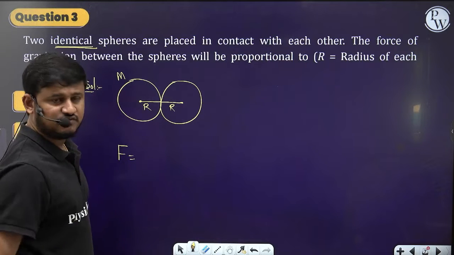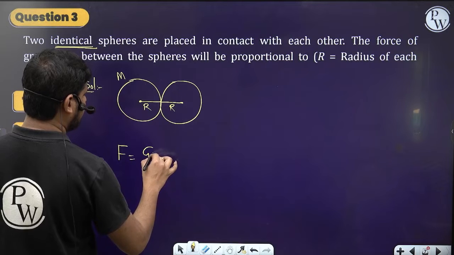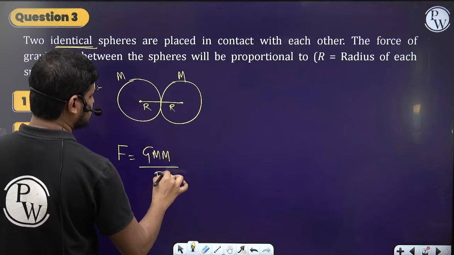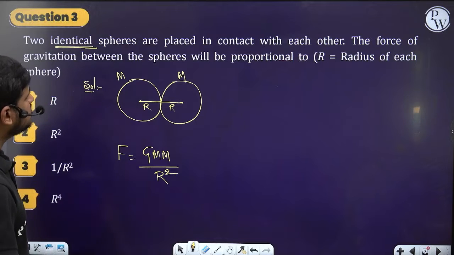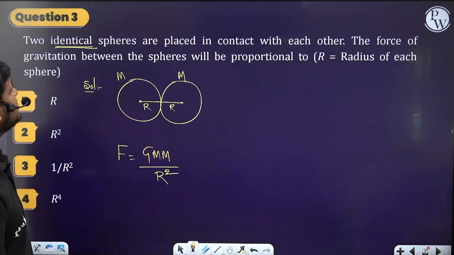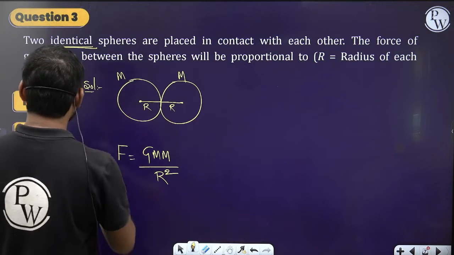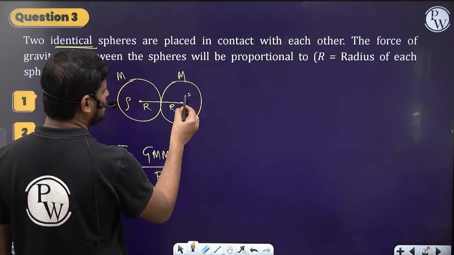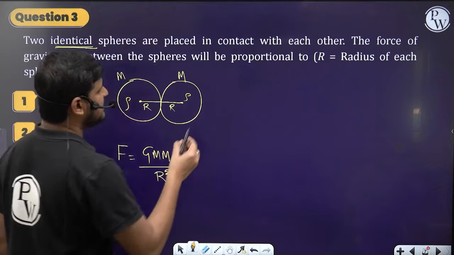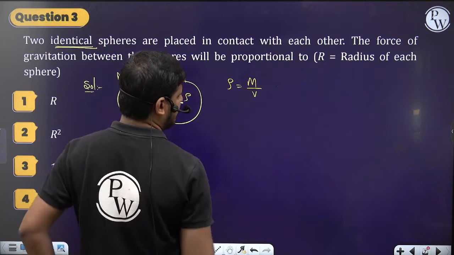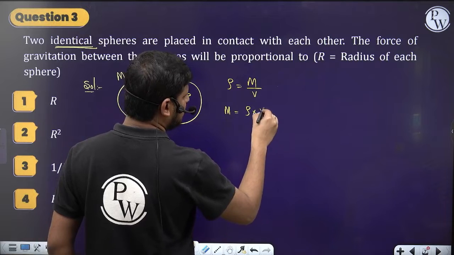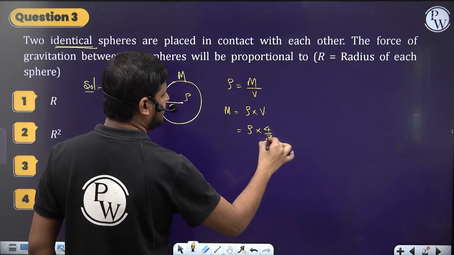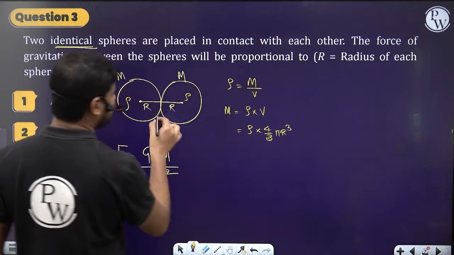See, the gravitational force F is equal to G m, let's suppose the mass of this is m and the mass of this is m, so m by r square. Now the gravitational force between the spheres will be proportional to... in terms of r we should write. So this will have a density rho, the same density rho. Density is equal to mass by volume, so mass is equal to density into volume. The first one's mass is rho into the volume, which is 4 by 3 pi r cube, for a sphere. And the second one also will have the same mass.